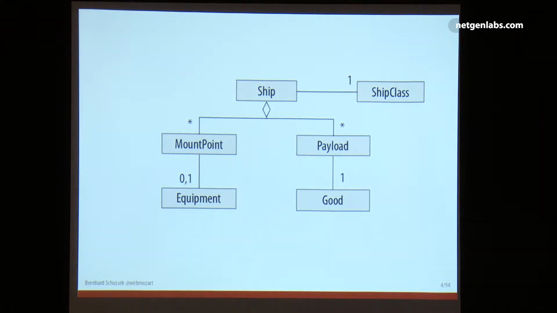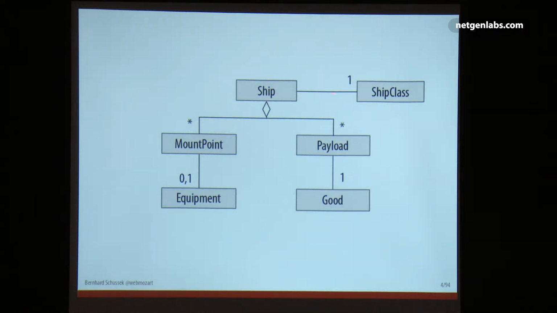Basically, we have ships that you can create. Every ship has some kind of a ship class, like freighter or destroyer or whatever, that defines the capabilities of that ship. And then ships can have a number of mount points. Each of the mount points can load either one or no equipment. So for example, a ship of class freighter could have 2 mount points, and to each of the mount points you can give some equipment that exists.